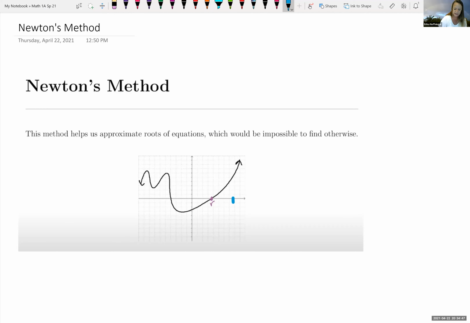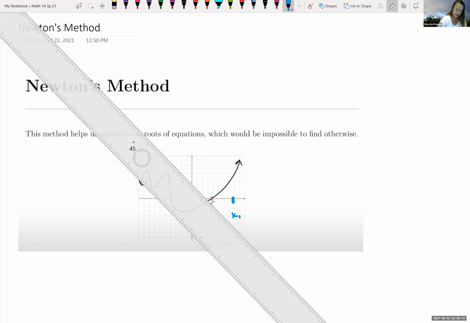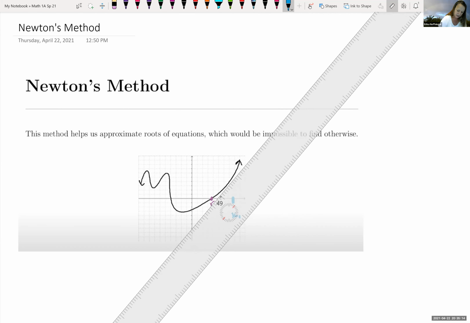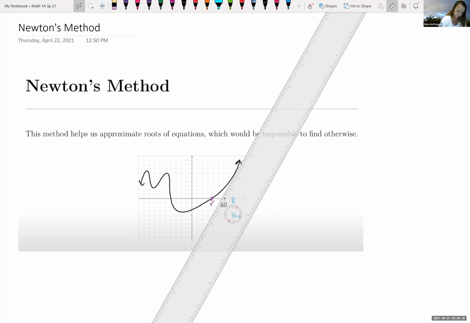Let's say you chose an estimated guess and you thought that it was crossing the x-axis at this value. So let's call this x of 1. If we do that, we are going to look at the equation of the tangent line at x of 1. So if I went over here and up to x equals 1, I thought of where my tangent line would be there.